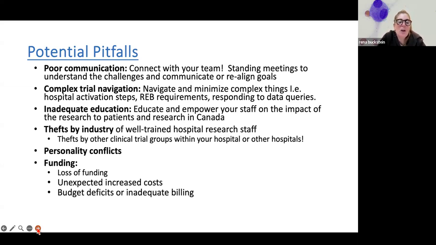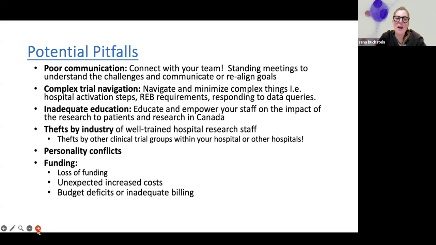And then inadequate education. Make sure you educate and empower your staff. Give them opportunities to come to meetings, pay for them to come to scientific meetings, let them travel to investigator meetings. Sometimes the CRO will offer exotic travel, even though they're going to be missing a few days of work. They love that opportunity. I've had that this year where a number of my staff were able to go. One went to Rio, another one went to Miami, and they feel excited about their jobs.